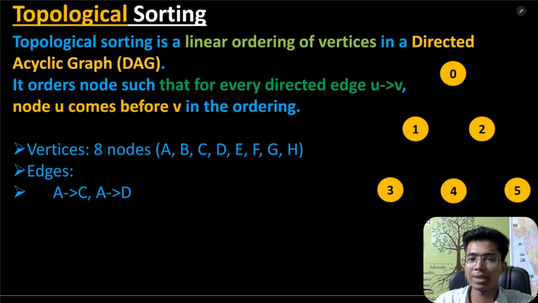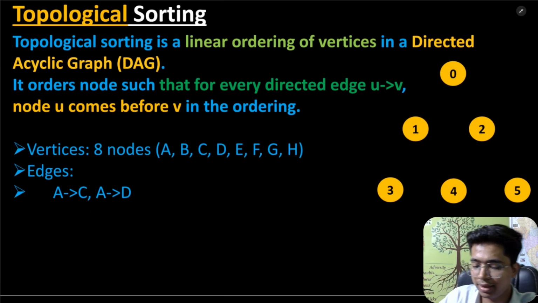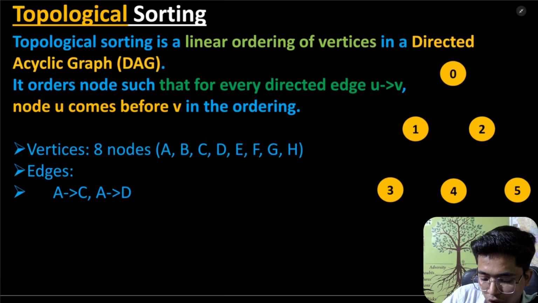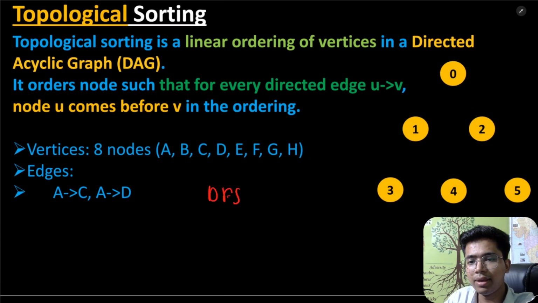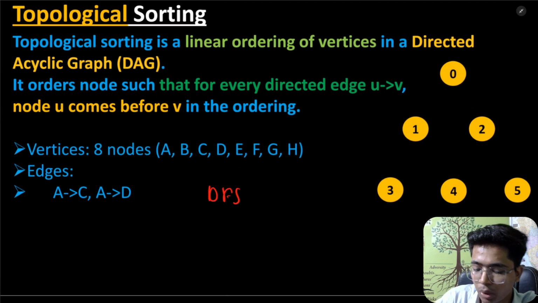First, let's try to understand what topological sorting is. We can call topological sorting a special case of DFS. Exactly, it is nothing but a special application of DFS. So let's study what it tells about topological sorting: it is the linear ordering of vertices in a directed acyclic graph.